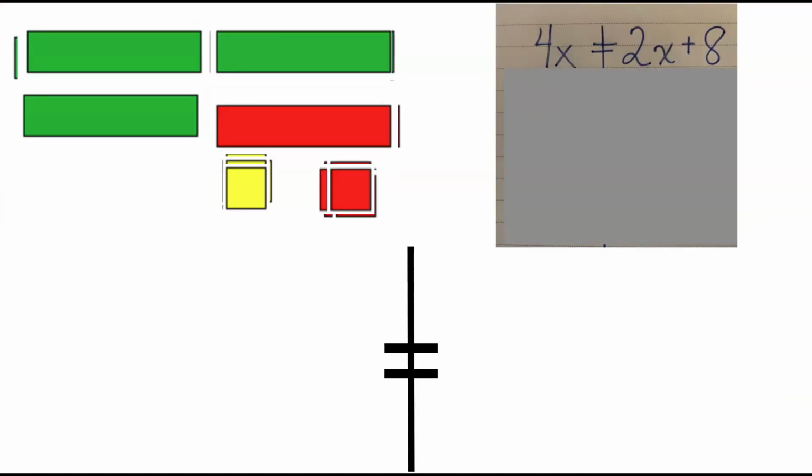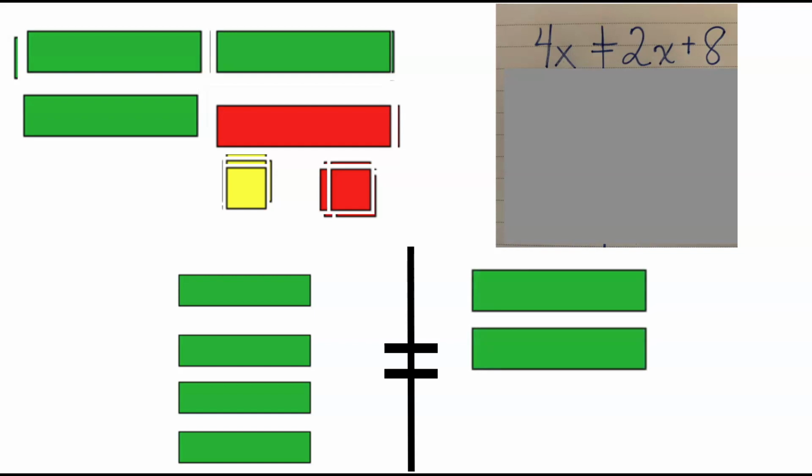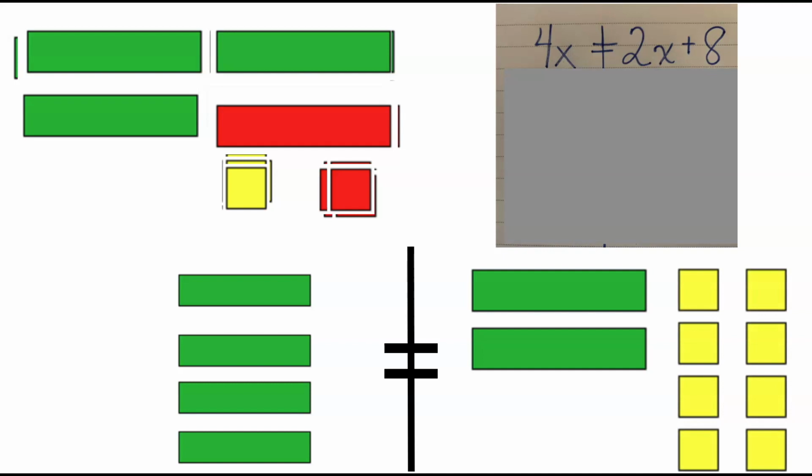So I'm going to begin with this first problem, 4x equals 2x plus 8. Before we build the equation, we will discuss what each of these values are. So this green tile here represents a positive 1x. The red tile represents a negative 1x. The yellow square represents a positive 1, and the red square represents a negative 1. So on the left-hand side, there would be my 4x. And on the right-hand side, I would have 2x plus 8.